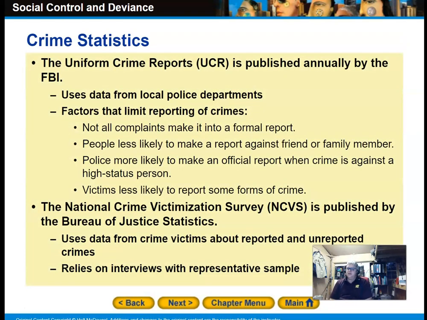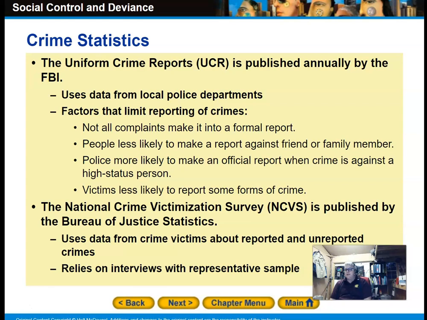Crime statistics. The Uniform Crime Report is published annually by the Federal Bureau of Investigation. The FBI uses data from local police departments. Factors that limit reporting of crimes: not all complaints make it into a formal report. People are less likely to make a report against a friend or family member. Police are more likely to make an official report when the crime is against a high status person. Victims are less likely to report some forms of crime.